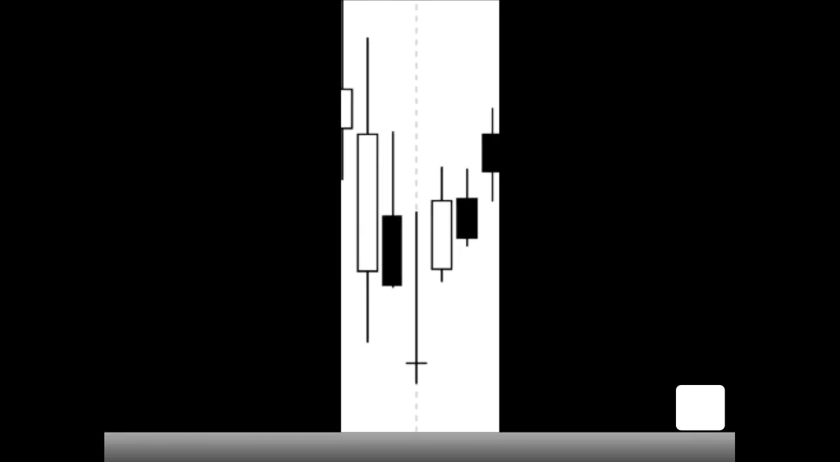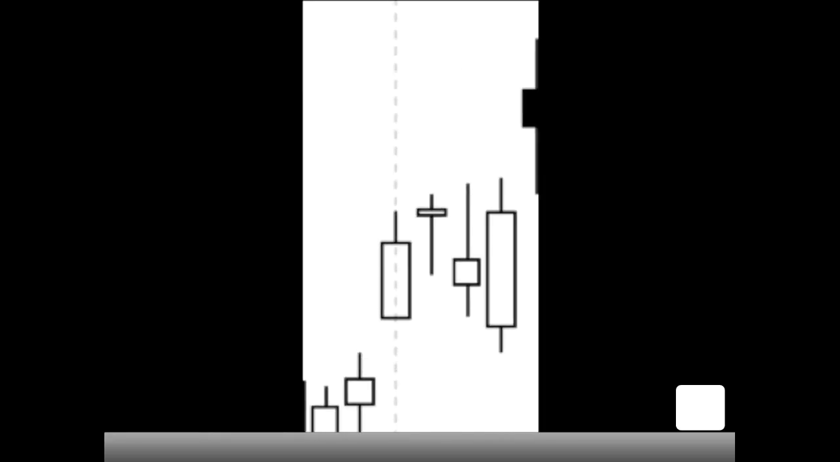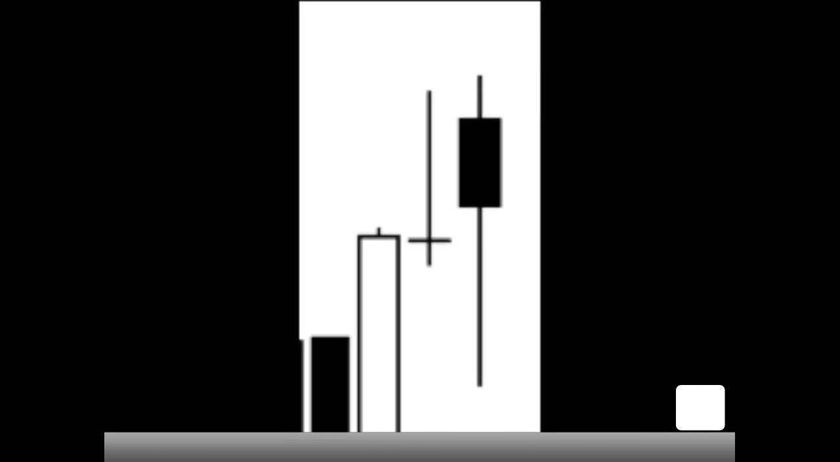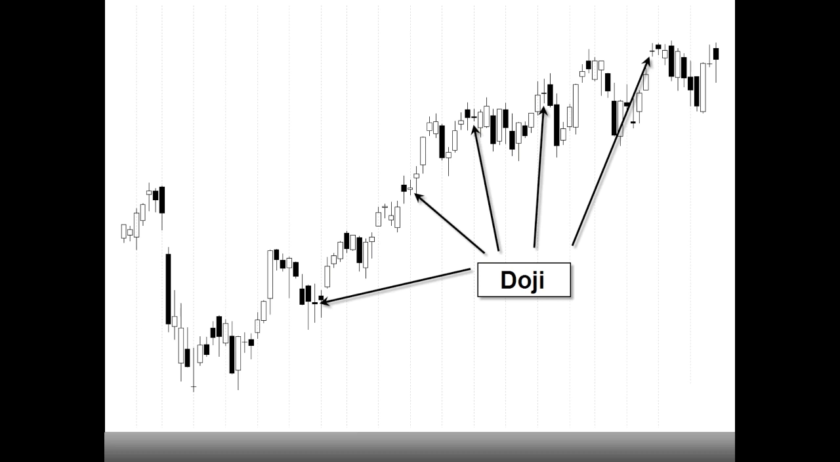Note that candles that open and close at or near the top of their candle shadows look somewhat similar to a doji, but in fact are not considered doji candlesticks and generally have a different implication. We will look at these types of candlesticks later in this segment.